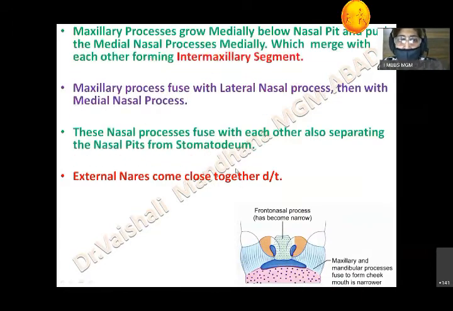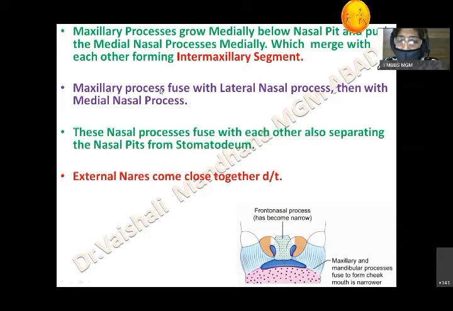Now, what happens? The maxillary process again grows medially below the nasal pit, and it pushes the medial nasal processes more medially, because we want the fusion of the medial nasal processes to form the intermaxillary segment. Okay. So the intermaxillary segment is formed because of the merging of medial nasal processes with each other. How do they merge? Because of the growth of the maxillary process towards each other. So the medial nasal processes are also coming close to each other.